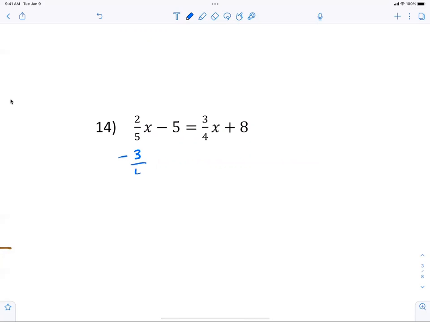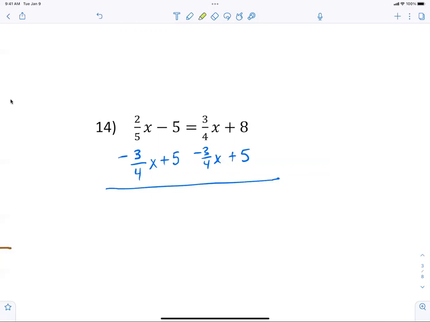So we're going to do negative 3/4 x. And then what? So that's going to be? I know, but what? How do I get the 5 over there? By adding 5 to both sides. Thank you very much.